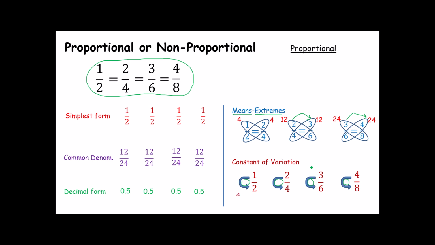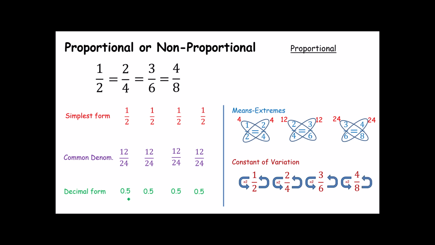In other words, I know that 1 times 2 equals 2. And I know that 2 times 2 equals 4. And I know that 3 times 2 equals 6, and I know that 4 times 2 equals 8. That's called the constant of variation. The constant of variation. Now, I could also do this the other way around.